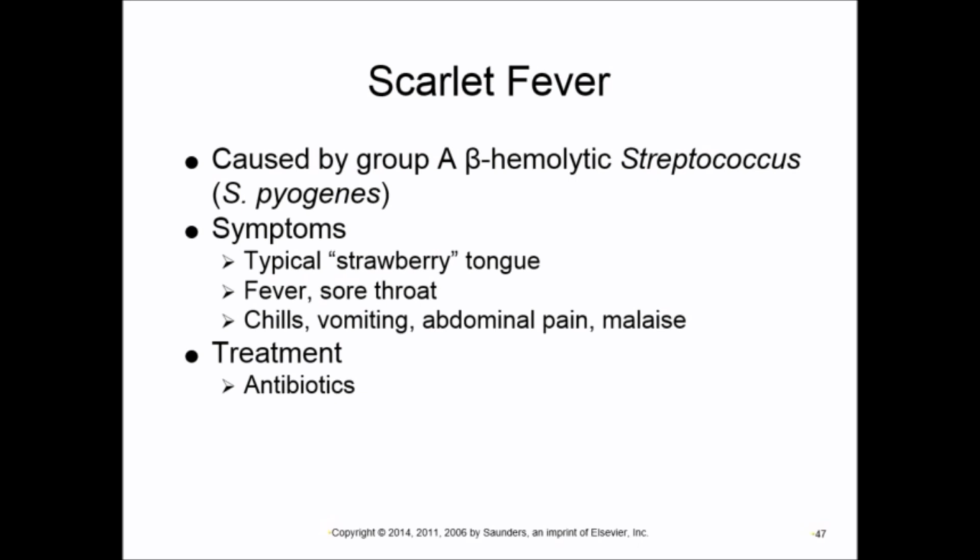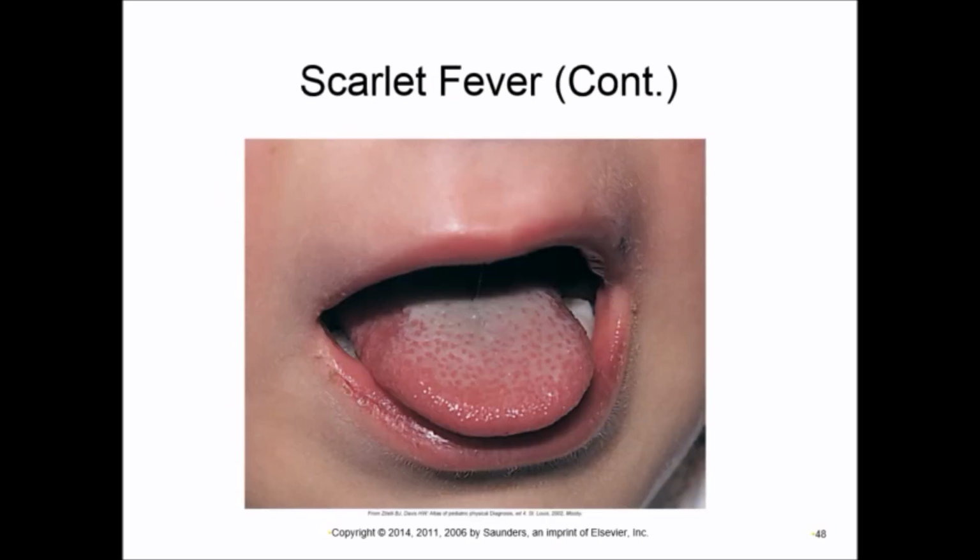Typical strawberry tongue. The tongue actually looks like a strawberry. I will show you the picture. Of course, fever, sore throat because it's an infection of the throat. And usually it's severe enough that they get vomiting and pain. And because this is bacteria, by the way, if you know it's bacteria, it's antibiotic right away. If you know it's virus, most of the time it's supportive or antiviral. You can take it automatically like this. If you look at this picture, this actually looks like a strawberry, right? If you focus on this part of the tongue.